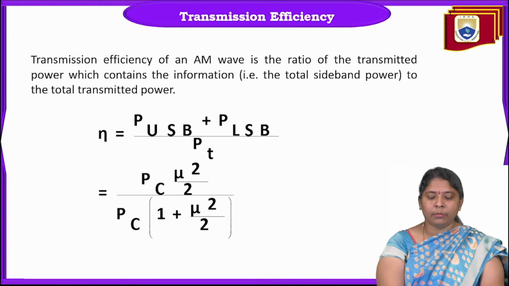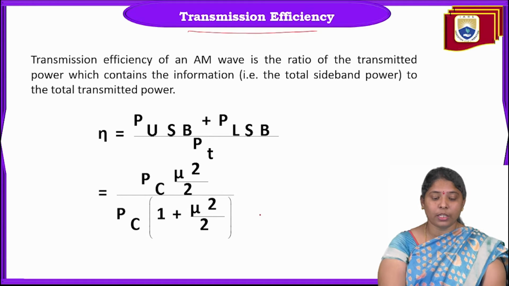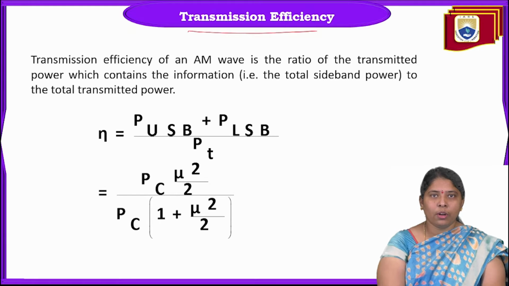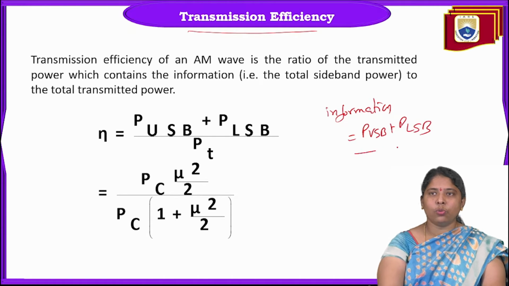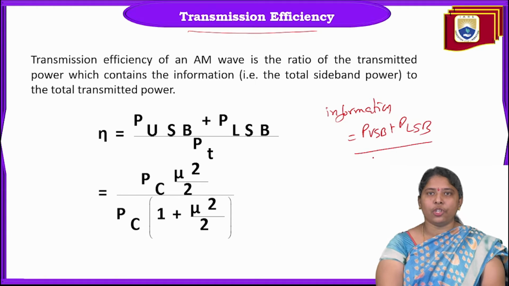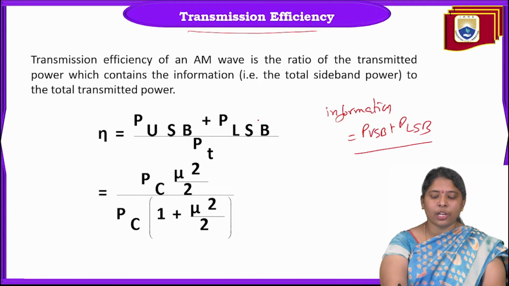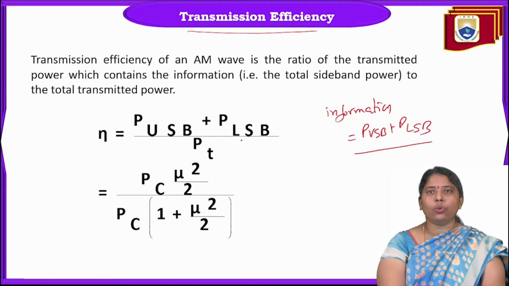So we have a term called the transmission efficiency. What is the transmission efficiency of an AM wave? It is the ratio of the transmitted power which contains the information. As we know, the information is contained in two terms only, the upper sideband term and the lower sideband term. So efficiency indicates the ratio of information-containing power divided by total power.